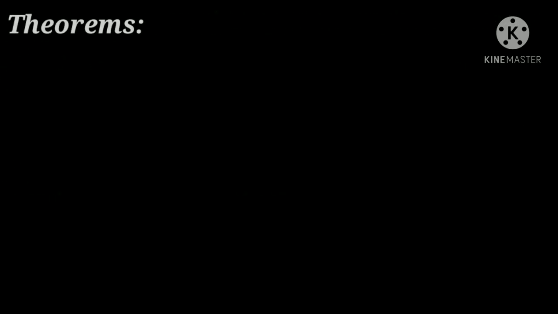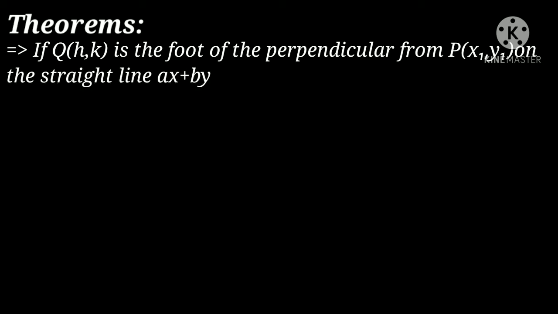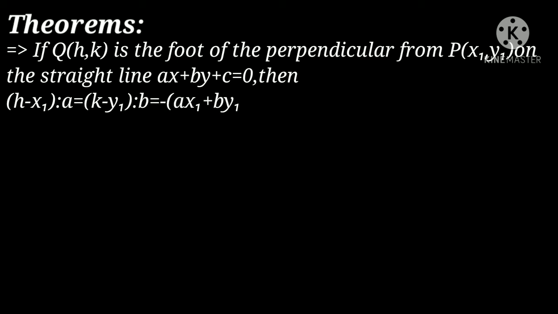One more important theorem. If Q(h, k) is the foot of the perpendicular from P(x1, y1) on the straight line ax + by + c = 0, then (h - x1) by a = (k - y1) by b, that is equal to minus of (a x1 + b y1 + c) by (a square plus b square).